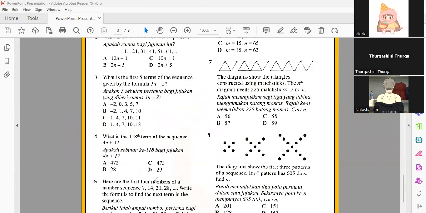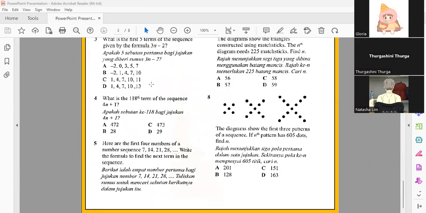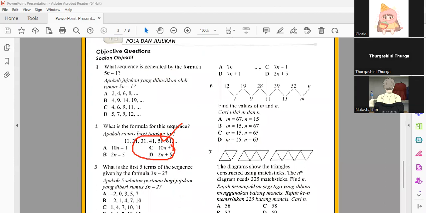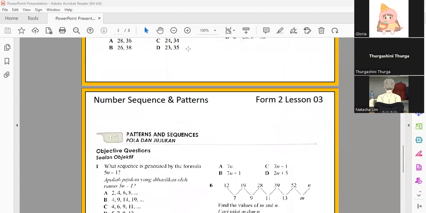Now, next, number 5. Here are the first 4 numbers of a number sequence. You definitely know this is your times table 7. But how do I write out the formula to find the next term in the sequence? Thank God this is not subjective. Because it's objective, I can literally check my sequence here. Do I get times table 7? So anytime I have a number, it must be in the multiple of 7.